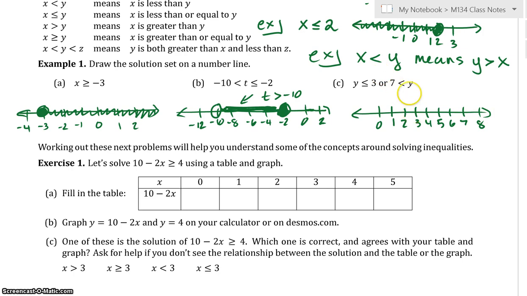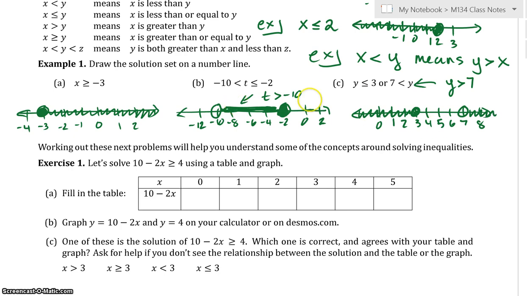What does this mean? Well, y is less than or equal to 3. There's the 3. It's included. And less than that, so to the left. And then this one is the same thing again as y is bigger than 7. So it's open and it's to the right.